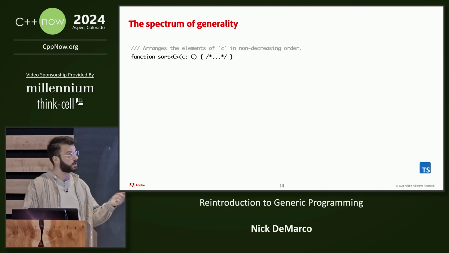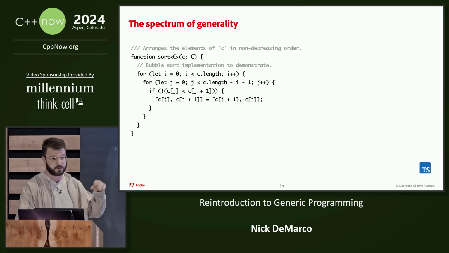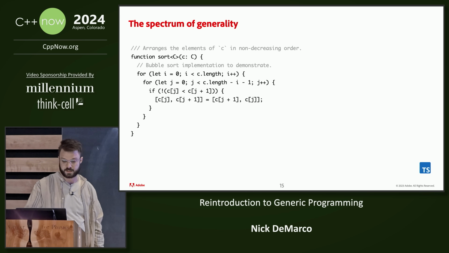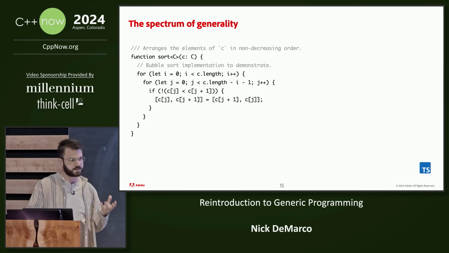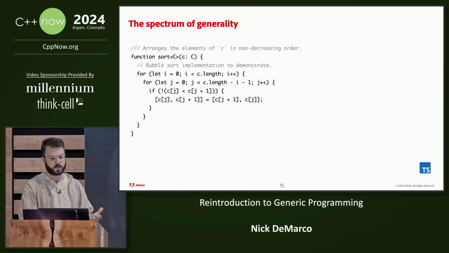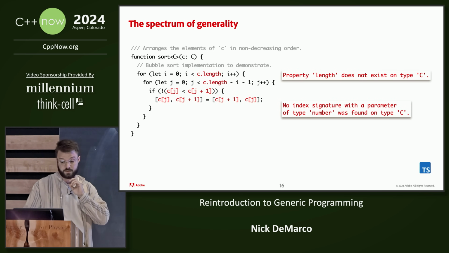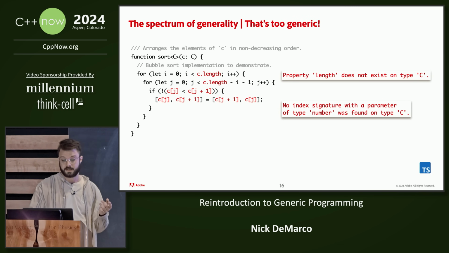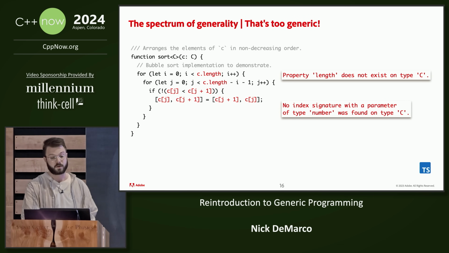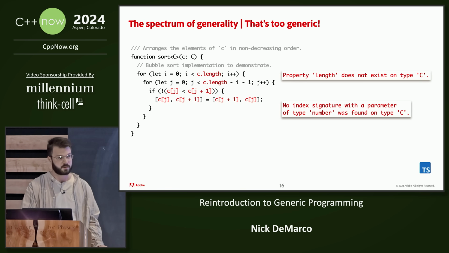This time, we actually need to look inside the implementation of sort. And sorry, just bubble sort for the sake of demonstration. Don't ship this. But notice how we use our argument c. We read its length property and index into it with numbers. And if we try to compile this, those uses are going to cause some issues. And why is that? The compiler can't guarantee that our totally unconstrained argument will have a length and an index operator. We haven't constrained our function enough.